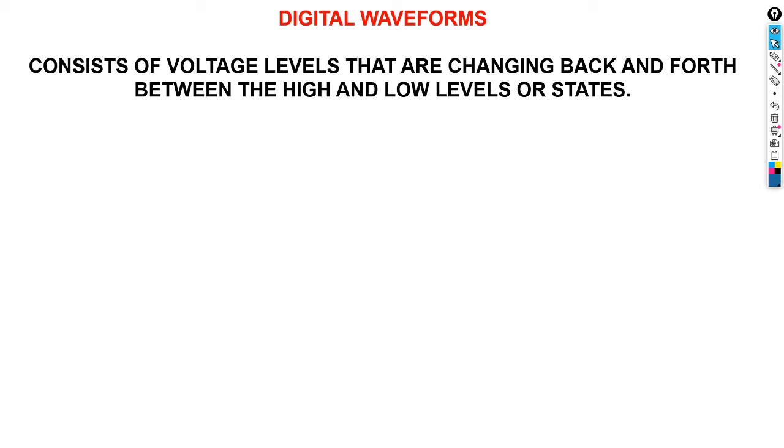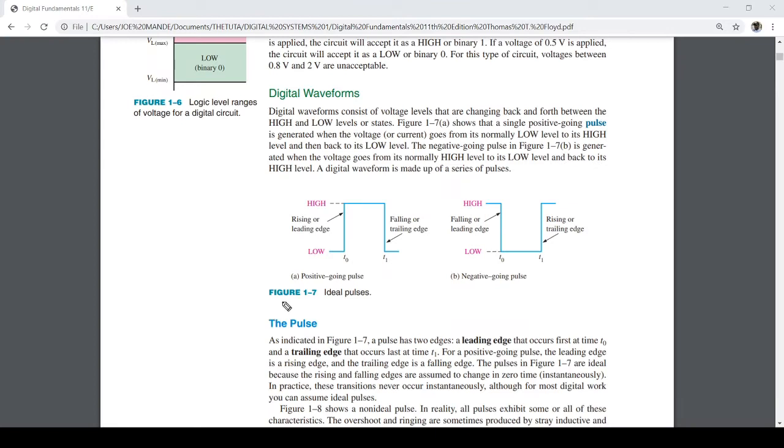And then a digital waveform consists of voltage levels that are changing back and forth between high and low level. I will use your textbook just as a reference to explain what happens with this digital waveform. We have two types: a positive going pulse and a negative going pulse. With a positive going pulse, we have the rising edge, which happens from low to high, but the falling edge moves from high to low.